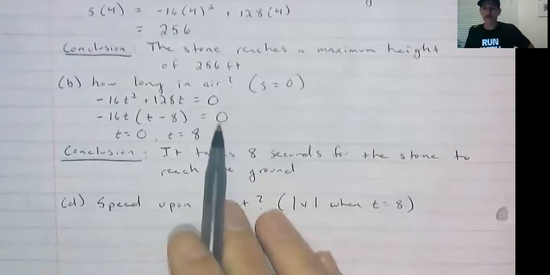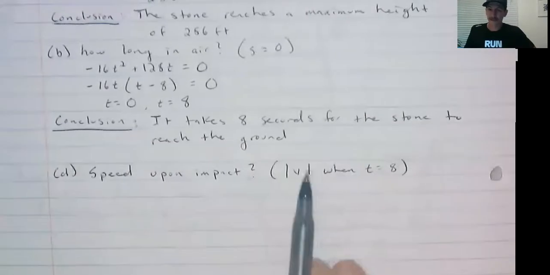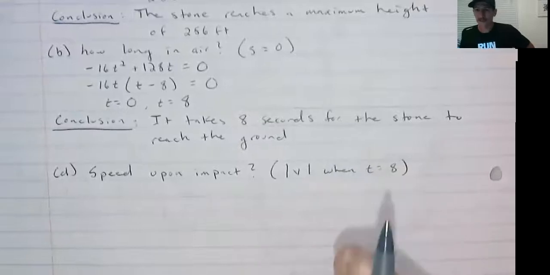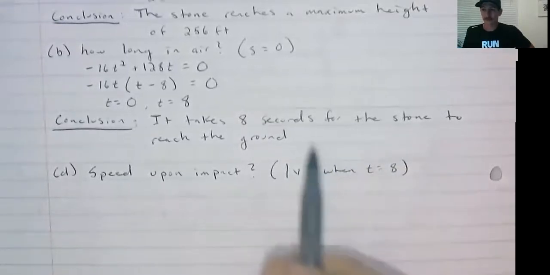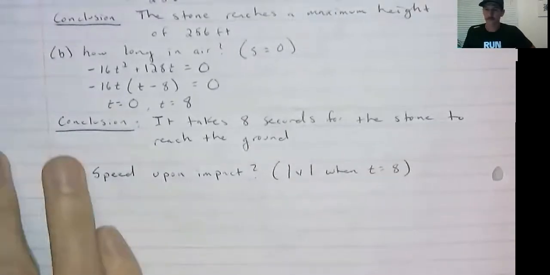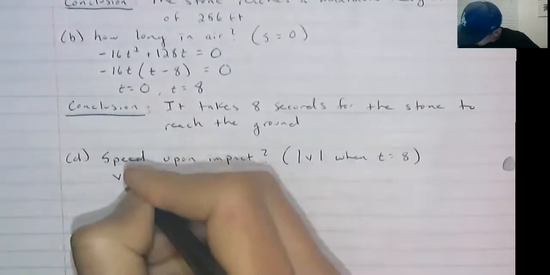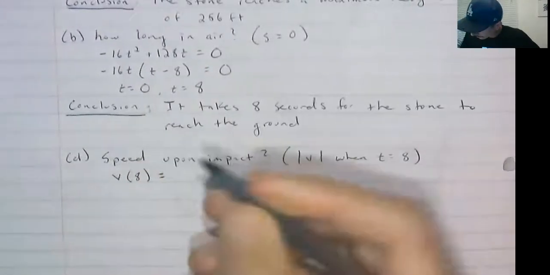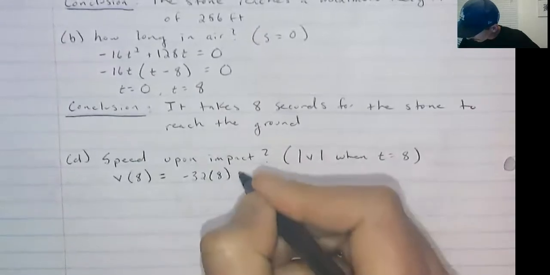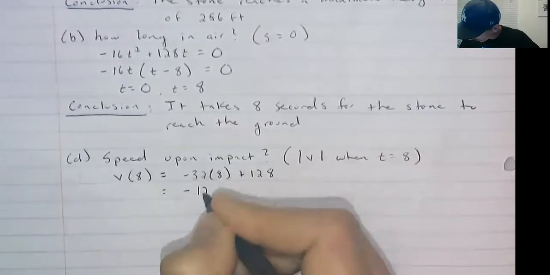So we're using this information for part B, knowing that it's going to hit the ground at 8 seconds. And so what we want is the absolute value of velocity at t equals 8. Why the absolute value? Because velocity is signed. So we're going to get a negative velocity after that thing turns around, but they want the speed. How fast is it moving in absolute terms? And so we want, first, what is the velocity at 8 seconds? Well, it's going to be negative 32 times 8 plus 128, which comes out to negative 128.